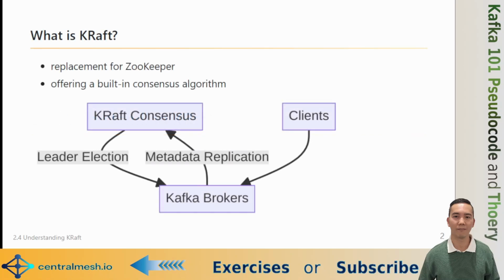So what exactly is KRaft? KRaft stands for Kafka Raft. It's a consensus algorithm that's built directly into Kafka, meaning we no longer need ZooKeeper for broker coordination. KRaft handles things like leader elections and replication natively within Kafka itself. This significantly simplifies Kafka architecture. Here is a diagram showing how KRaft replaces ZooKeeper and acts as Kafka's new coordination system.